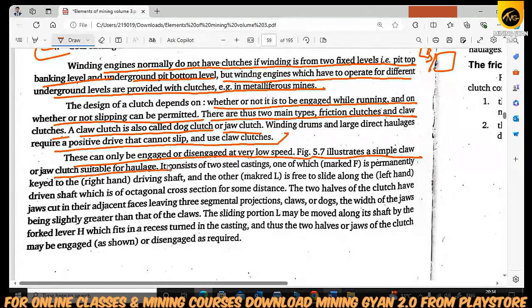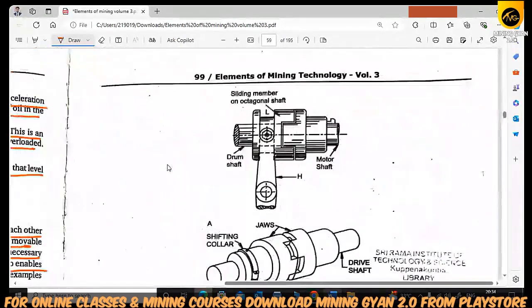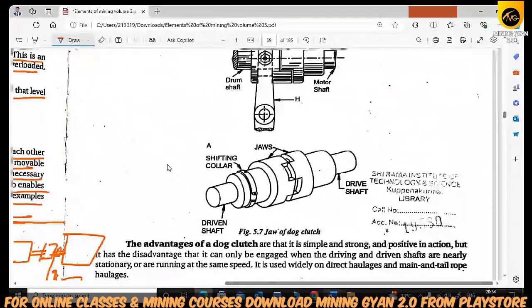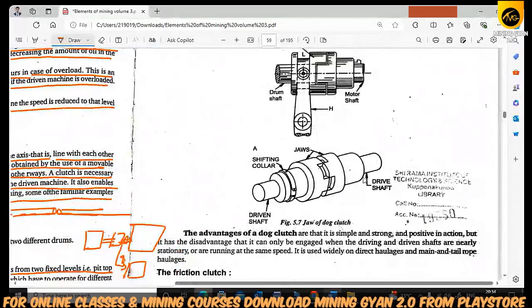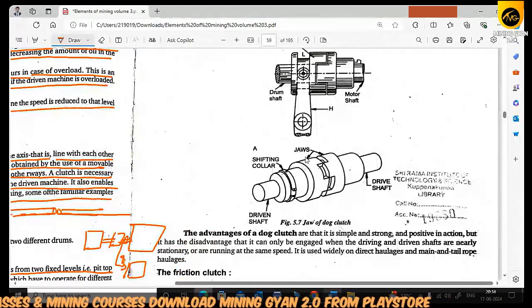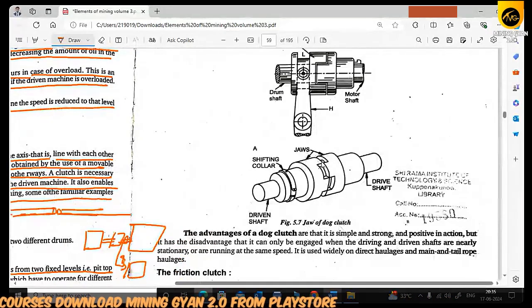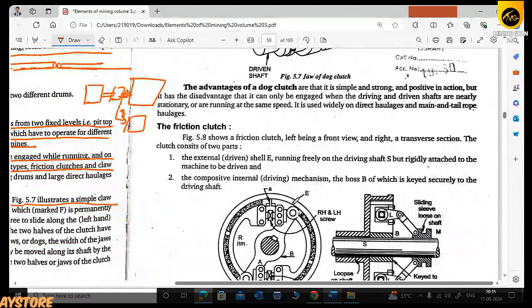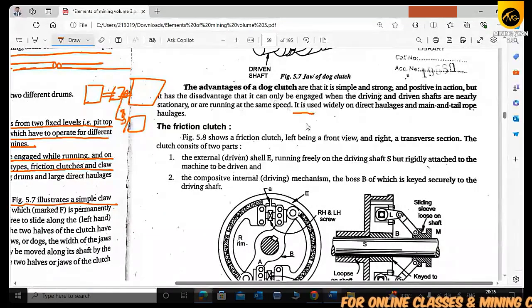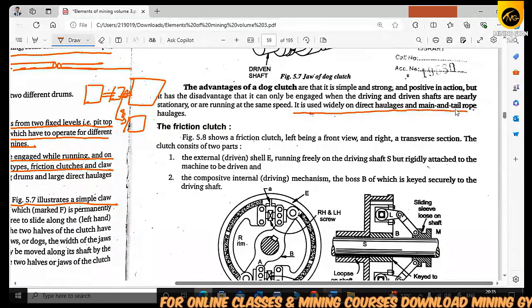So you see here, this is the jaw clutch, or dog clutch. This is a drive shaft, this is a driven shaft, and this is a shaft collar, and this jaw will be joined in the coupling, and will be disengaged or engaged whenever we require. The advantages of dog clutches are that they are simple, strong, and have positive action, but the disadvantage is that they can only be engaged when the drive and driven shafts are nearly stationary or running at the same speed. So it is used widely in direct rope haulage and main and tail haulage.